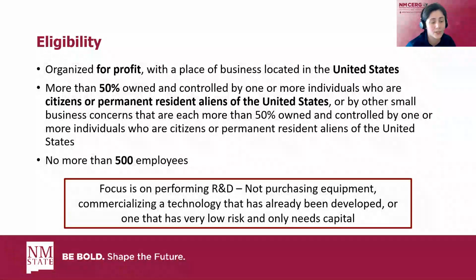To be eligible for the SBIR and STTR programs, you need to be a for-profit small business that is located within the United States. More than 50% of your business needs to be owned and controlled by individuals who are citizens or permanent residents of the United States, and you can't have more than 500 employees.